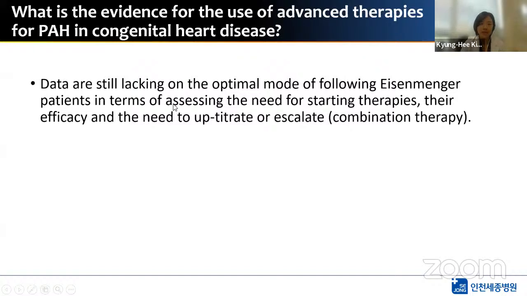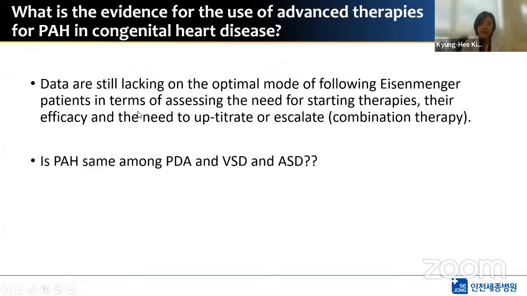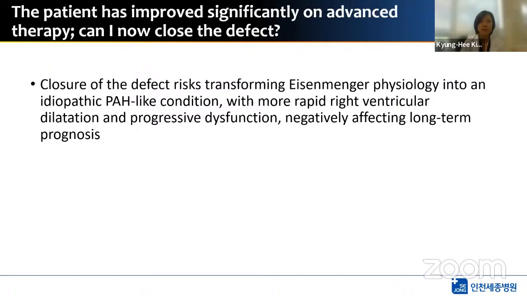So anyway, in pulmonary hypertension in congenital heart disease and advanced therapies, data are still lacking on the optimal mode of following Eisenmenger patients in terms of assessing the need for starting therapies, their efficacy, and the need to up-titrate or escalate combination. The data is very rare. However, we can treat them with PH therapies. And also, is PH the same among PDA, VSD, or ASD? And also, in adult congenital heart disease patients, we should treat hypertension or heart failure with medication.